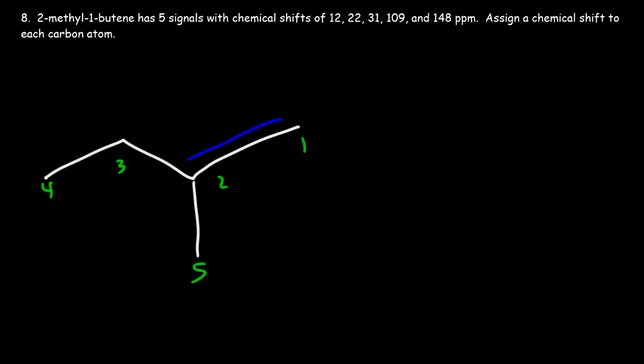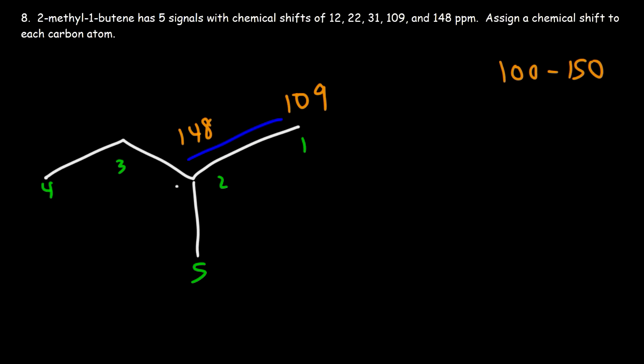We know that carbon 1 is going to have a signal between 100 and 150. And the same is true for carbon 2. But carbon 1 is going to have a lower score value because it's at the end of the chain. So carbon 1 is going to be at 109, and the carbon atom that is part of the double bond that is towards the interior of the molecule, that's going to have a higher score value, so this is going to be 148. Now for the other carbon atoms, we need to actually calculate the score value.